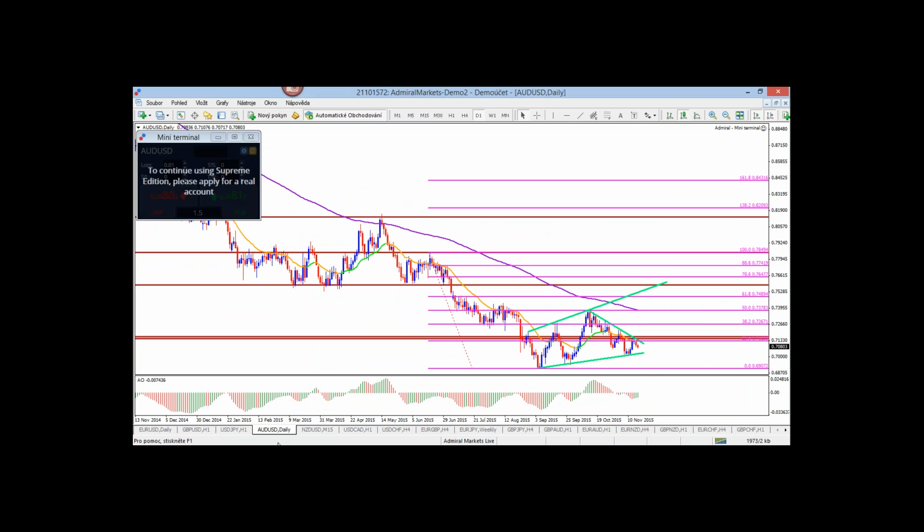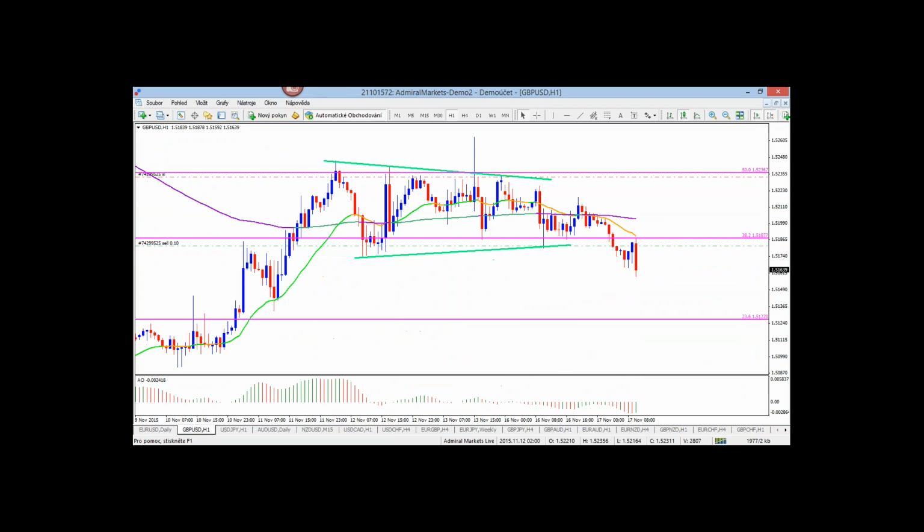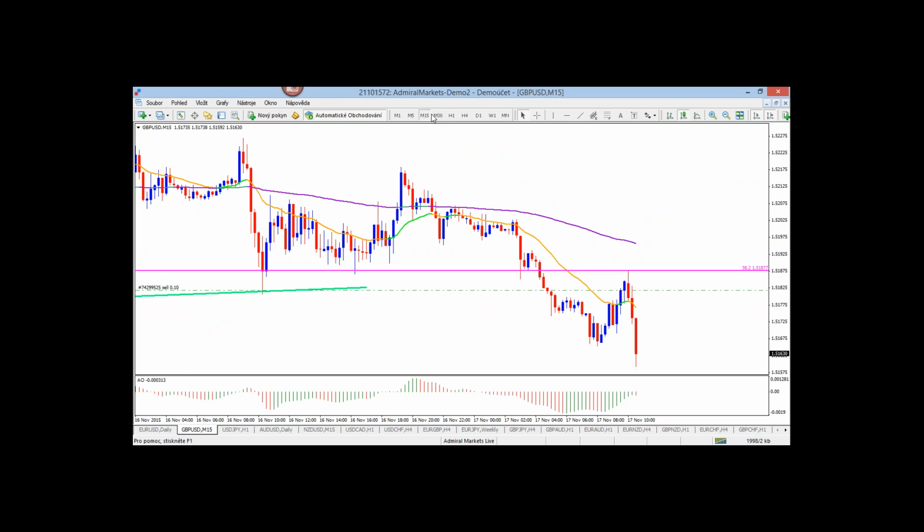Aussie probably has to wait a bit longer. Pound is falling indeed nicely. We have pound news, of course, still in an hour, is it? Less than an hour now. So still some time, but something to be aware of, by the way, as we already talked about earlier.